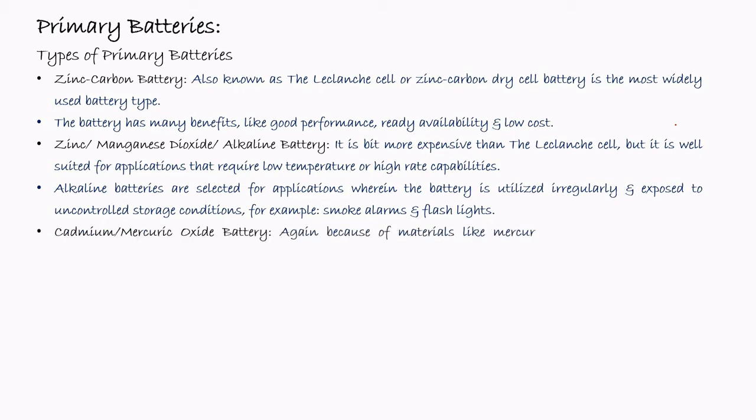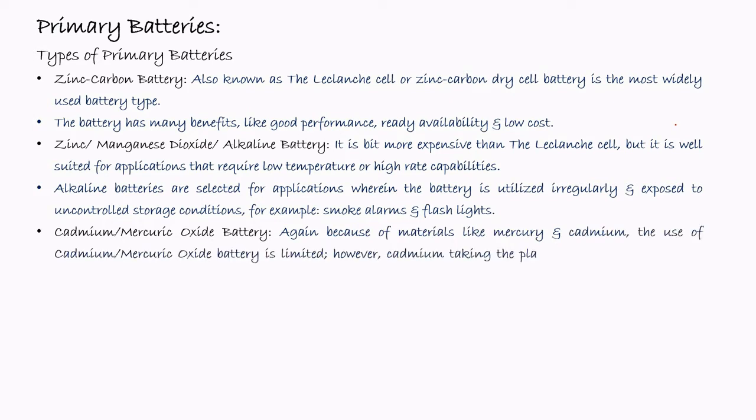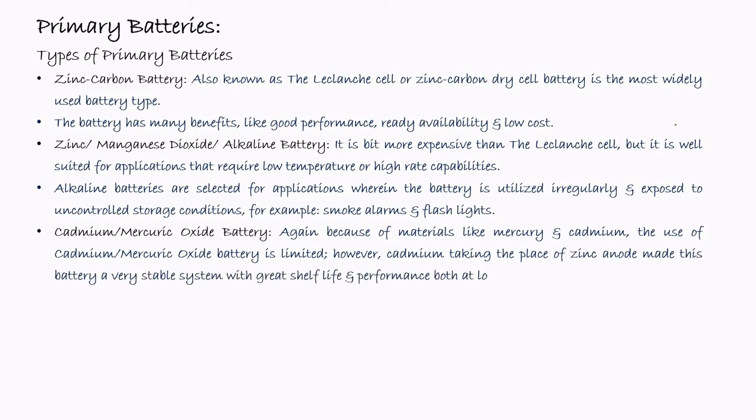The next type of primary battery is the cadmium mercury oxide battery. Again, because of materials like mercury and cadmium, the use of this battery is limited. However, cadmium taking the place of the zinc anode made this battery a very stable system with great shelf life and performance at both low and high temperature.